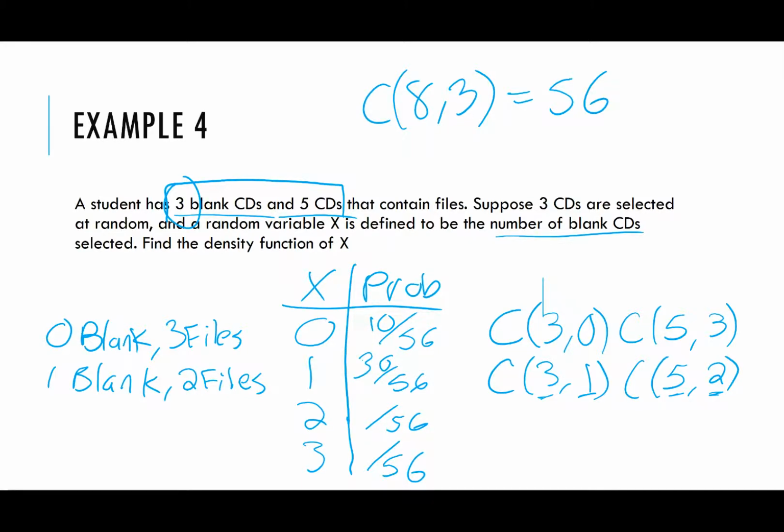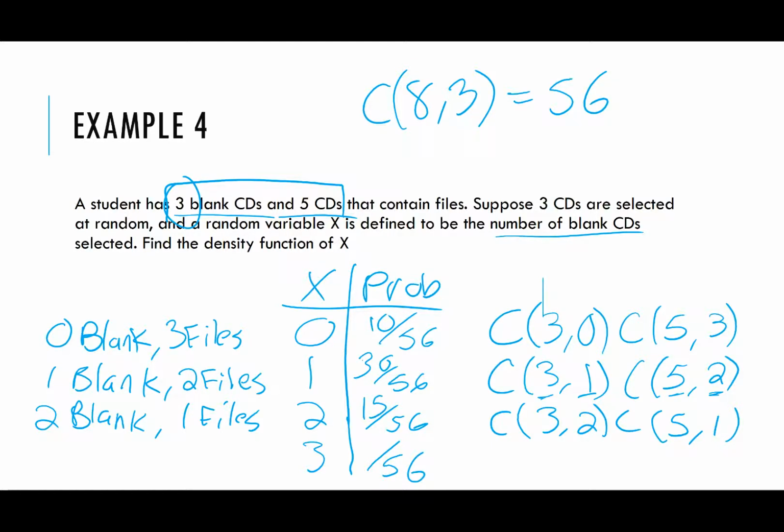All right. So now the next one would be 2 blank CDs and 1 with files. So it's combination. There are still 3 blank, but you're going to choose 2. And there are still 5 with files, but you're going to choose 1. So this is 15. Again, the calculator is just going to multiply that together.